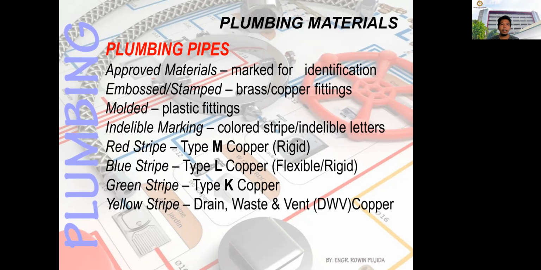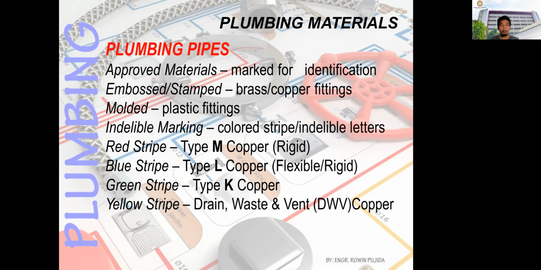And also there are indelible markings. Indelible meaning there are markings that cannot be removed. Sometimes they are colored stripes or indelible letters. Okay, so for red stripes in indelible markings, that is type M copper, and that is rigid copper pipes.